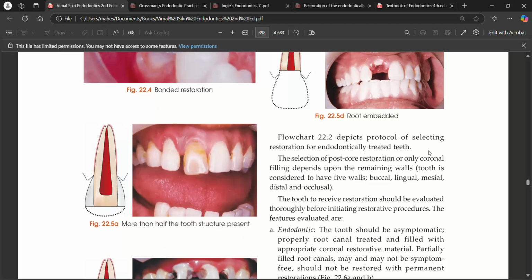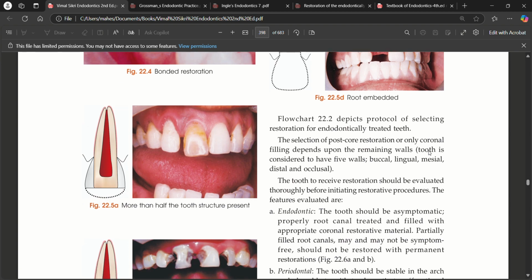Now flowchart 22.2 depicts the protocol for selecting restoration for endodontically treated teeth. The selection of post-core restoration or only coronal filling depends upon the remaining walls. A tooth is considered to have 5 walls: buccal, lingual, mesial, distal, and occlusal. Then the tooth to receive the restoration should be evaluated thoroughly before initiating restorative procedures.